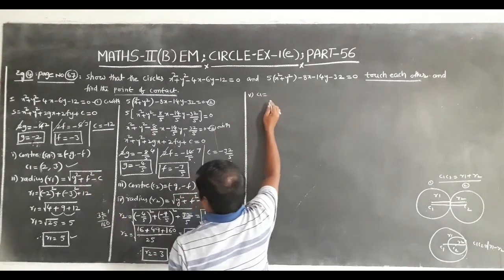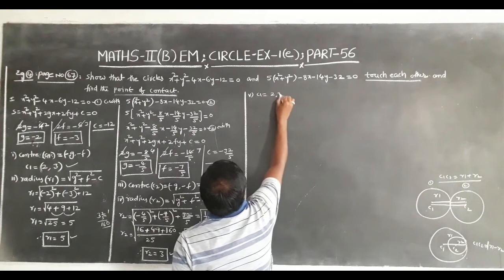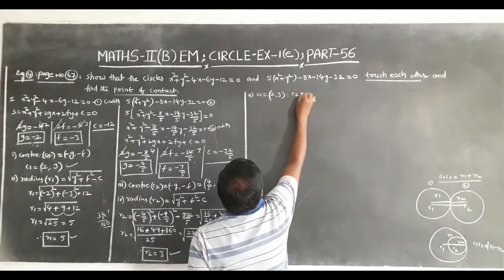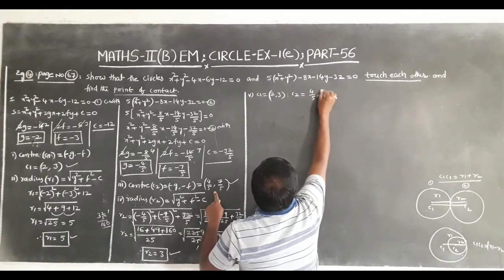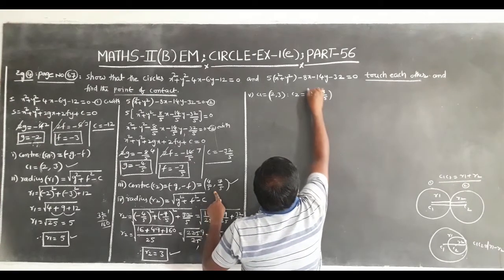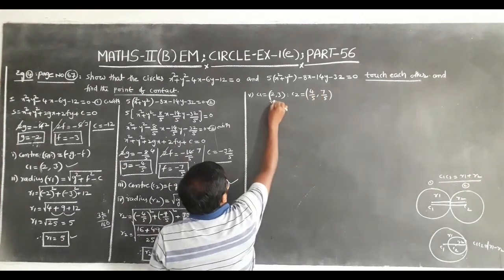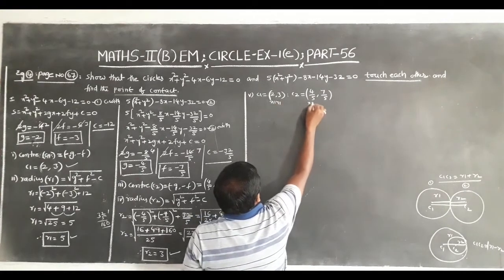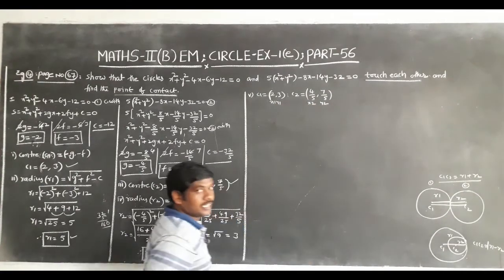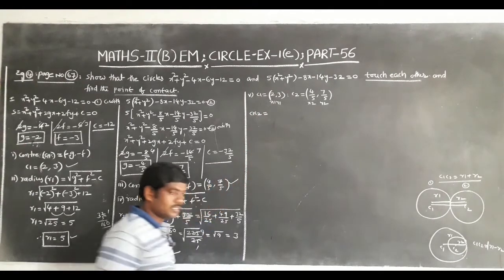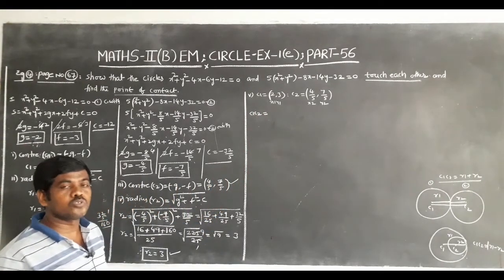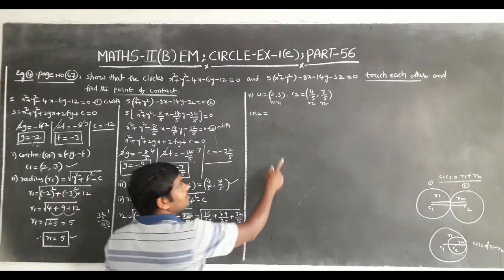C1 is equal to (2, 3). C2 is equal to (4/5, 7/5). Let C1 be (x1, y1) and C2 be (x2, y2). C1C2 means the distance between the two centers of the given circles.